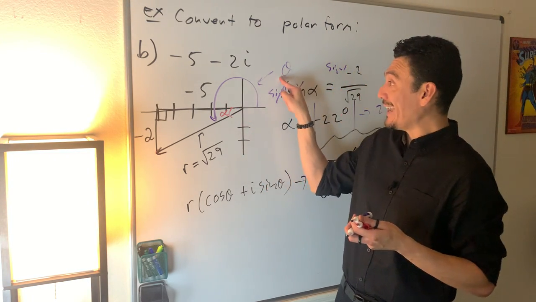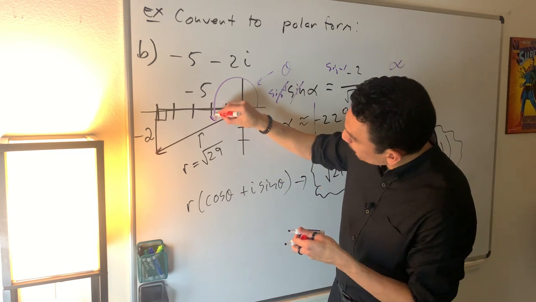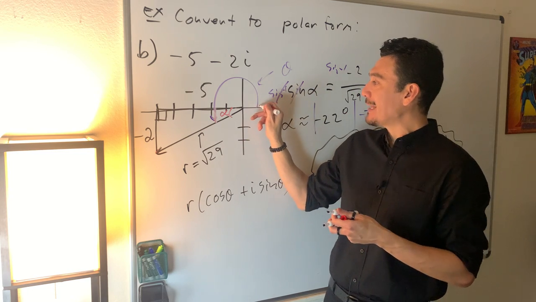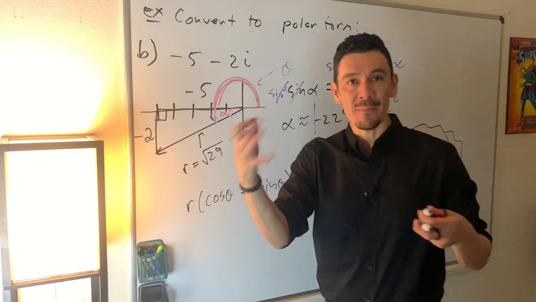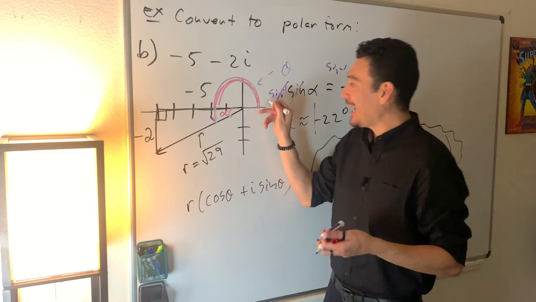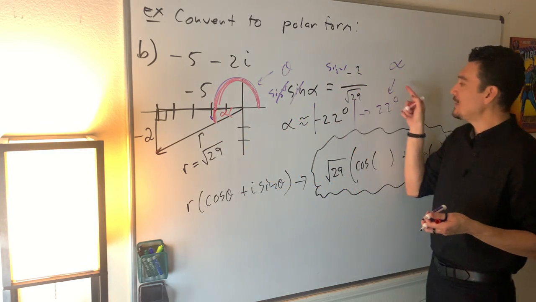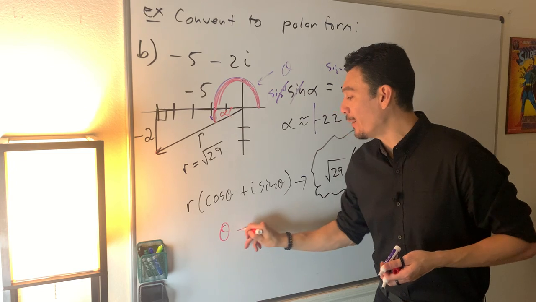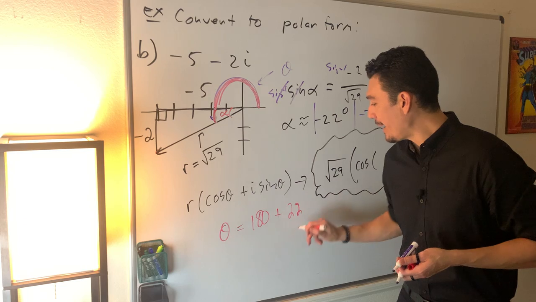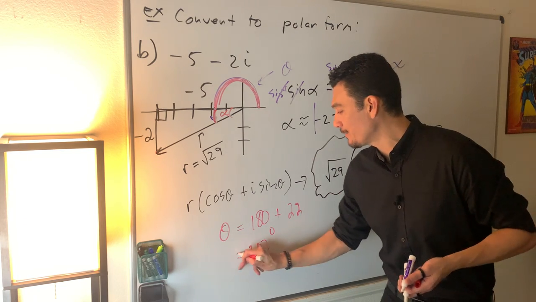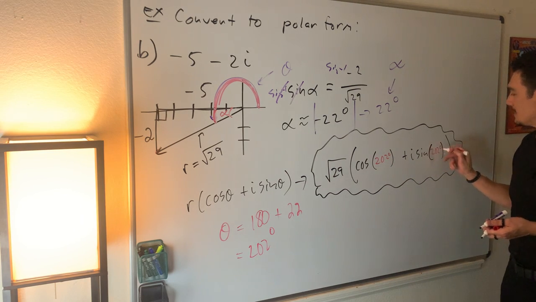However, I want theta, which is everything. You see, alpha is only this part there, but I need everything that came before it. And everything that came before it was a semicircle, 180. So I need 180 plus the additional 22. So really for us, our theta is 180 plus 22, which is about 202 degrees. And that completes this problem. 202 degrees. Done, done, done.